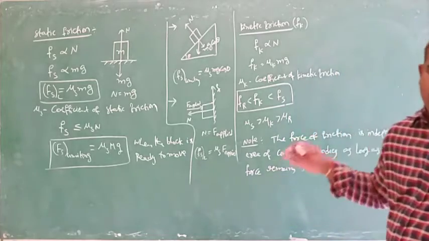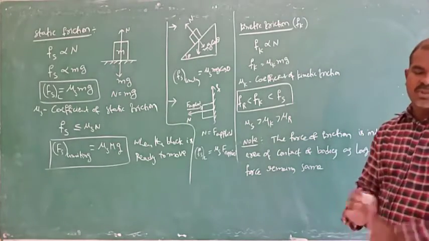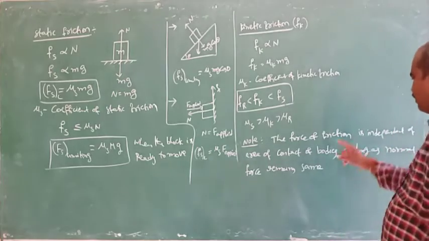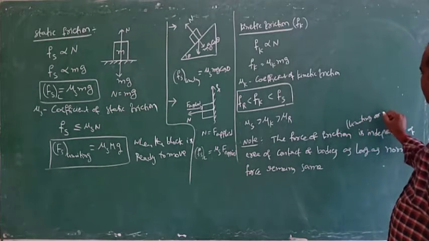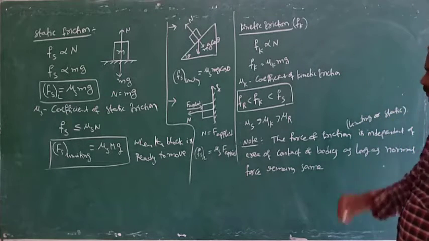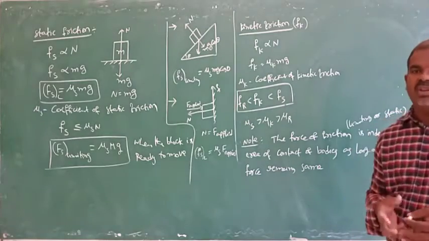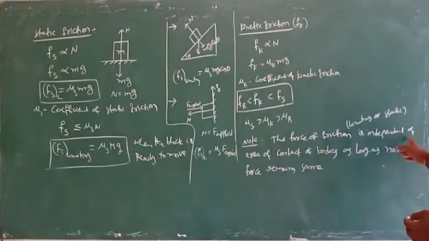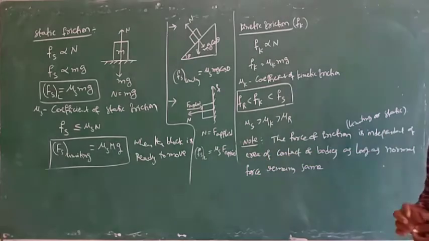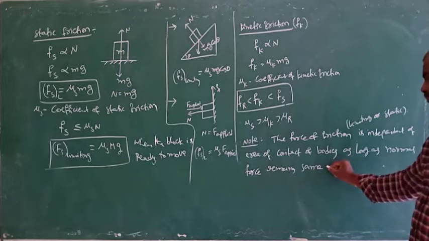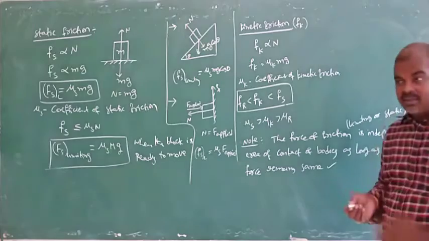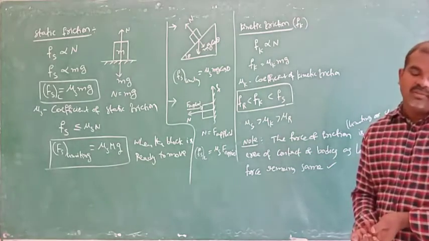The force of limiting or static friction is independent of the area of contact of bodies, as long as the normal force remains the same. If the normal force changes, the force of friction will depend on the area of contact.